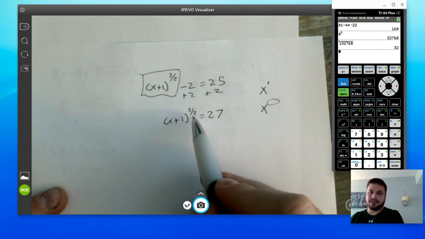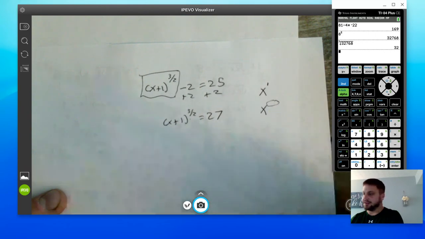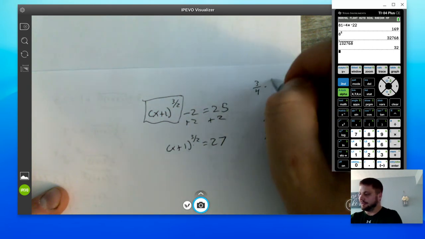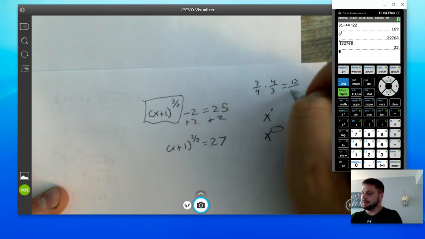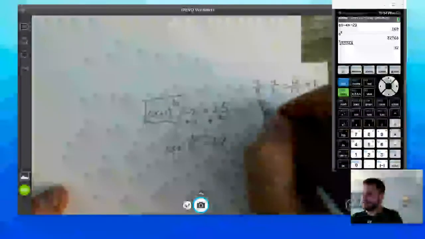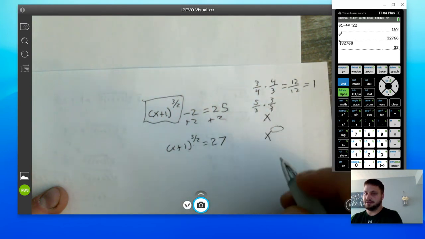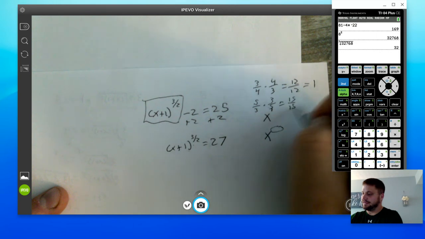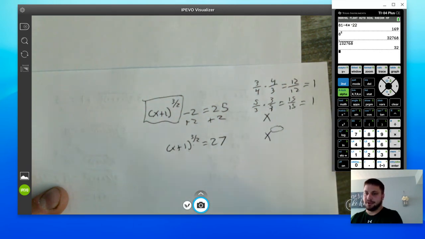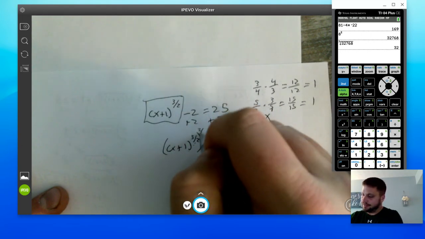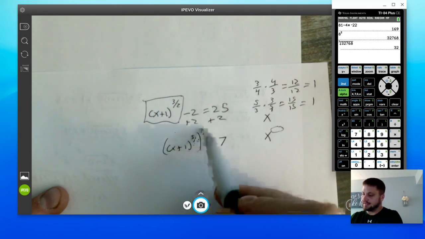So what is the easiest way to turn a fraction to a 1? The easiest way to turn any fraction to a 1 is to multiply it by its inverse. So for instance, 3/4 times inverse 4/3 is equal to 12 over 12, which is 1. 5/3 times 3/5, its inverse, see, inverse is flipping the fraction, is 15 over 15, which is 1. So what I want to do is use the exponent rule that deals with multiplication. The exponent rule that deals with multiplication is power to a power. So I want to put this to the inverse power, to the 2/3 power, because 3/2 times 2/3 is 1.